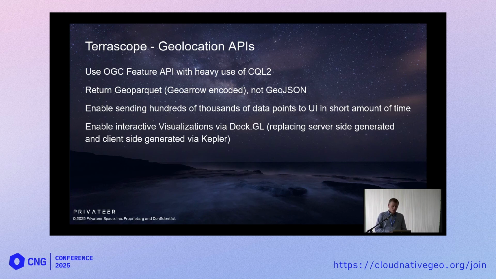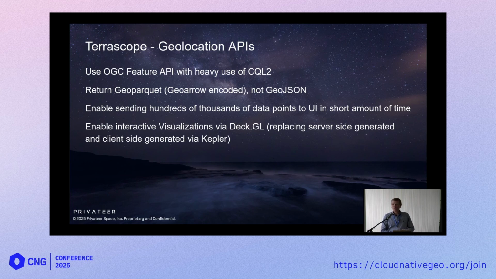And then on Terrascope, continuing, on the geolocation APIs, one thing that we have put in place now is using the OGC Features API with SQL 2. That gives us a good query language that describes every way that we need to query this geolocation data. But instead of doing GeoJSON, GeoJSON is wonderful and great, but it's not wonderful and great for 10 million pings. It just doesn't scale. And so instead of that, we're just using GeoParquet.